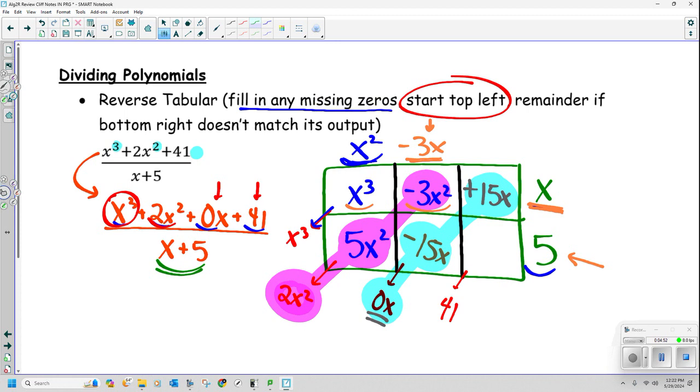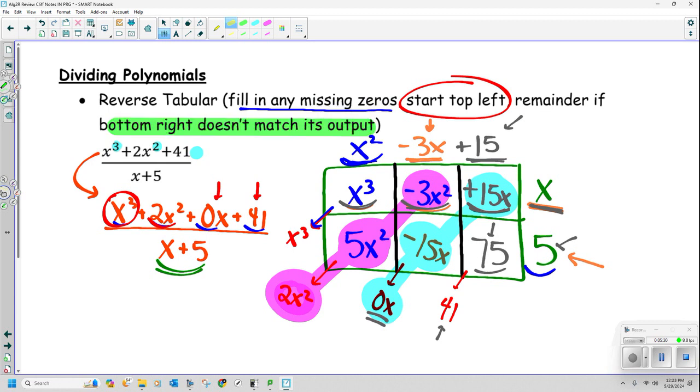Again, I do the same thing I did when I had my x cubed and my negative 3x. I have another top box. What do I multiply by x to give me 15x? A positive 15. Positive 15 times positive 5 is 75. Now, if my 75 matches the output, I'd be done, but there's only one box, and there's nothing I can combine to get the 41. If that was a 41, I'd be done. But if the bottom right doesn't match its output, guess what? There's a remainder. So here's how we get the remainder.